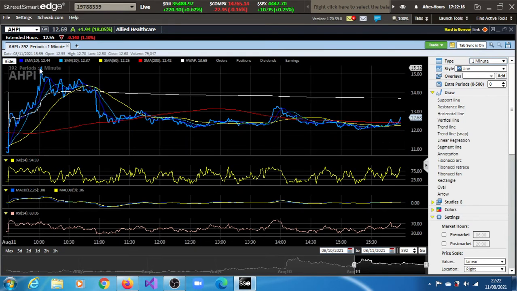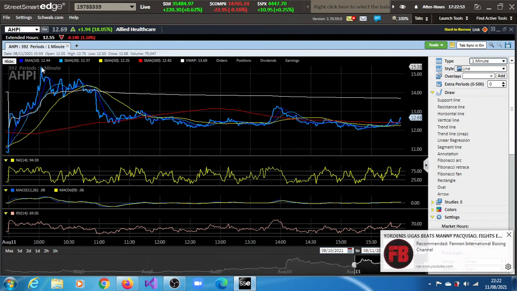So right about the open, it spiked to 15.38. So it opened the session at 11.63 dollars and spiked to $15.38 at some point. So that is easily close to 50% extension in that session.